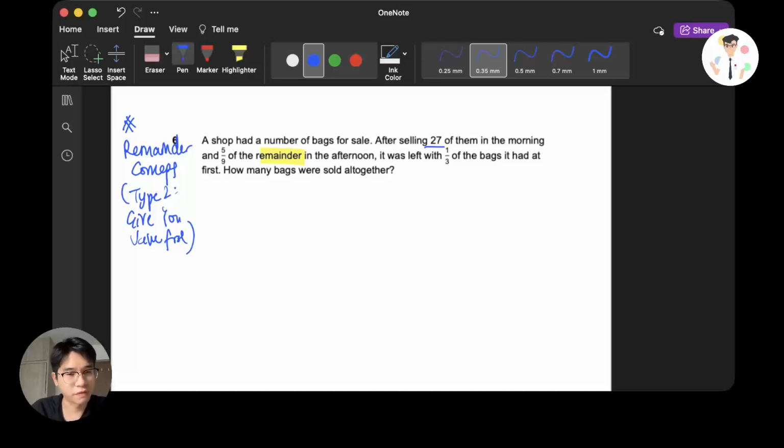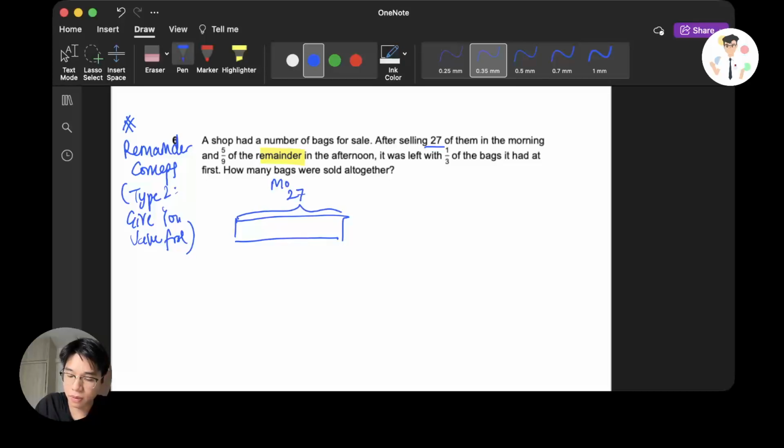Again, you can always refer back to your booklet. What we are doing here is exactly the same, nothing tricky, okay? Now, a shop has a number of bags for sale after selling 27 of them in the morning. So I sell 27, so I don't know how much 27 is, so I just draw it like this.